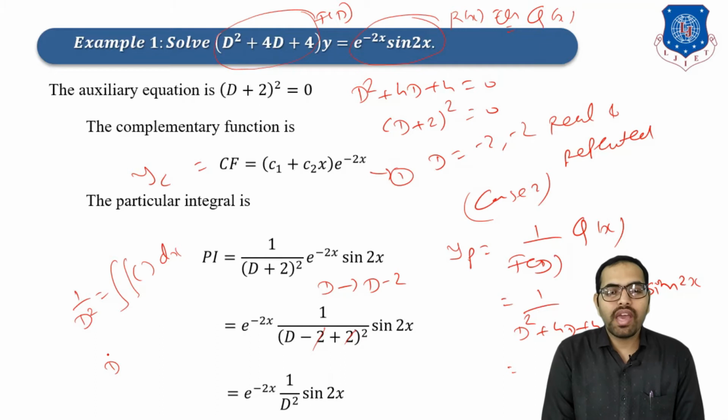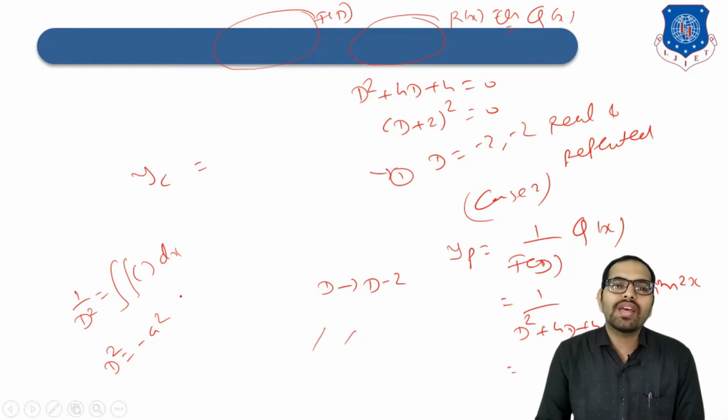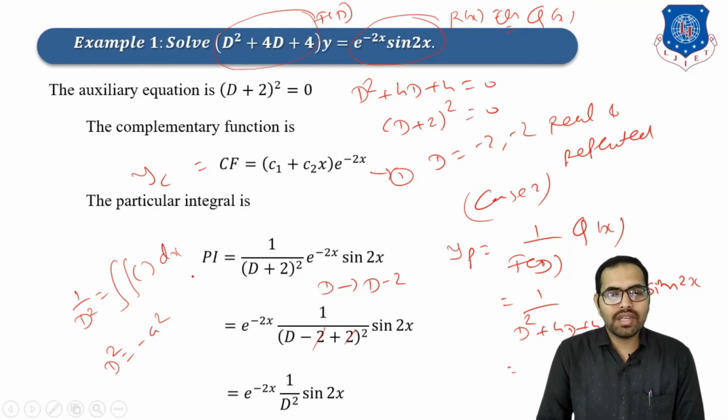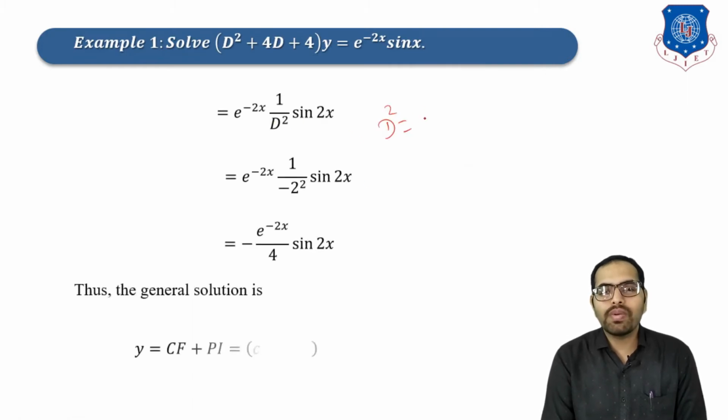Otherwise, we apply D squared equal to minus a squared, case 2. Here any method you can consider; otherwise you can apply integration of v of x two times, as well as replace D squared with minus a squared. Let's move on. e raised to minus 2x times 1 upon D squared times sin 2x, then the value of D squared is equal to minus a squared by case 2, the shortcut method.